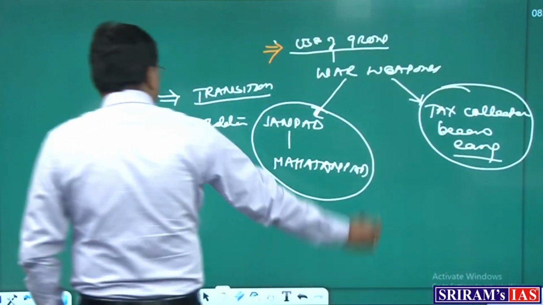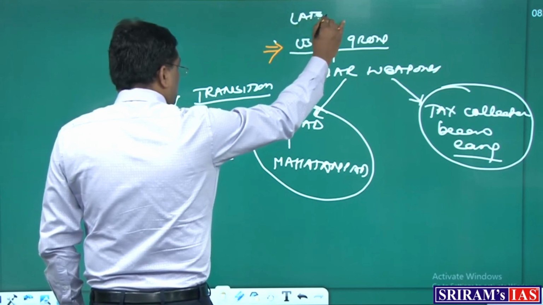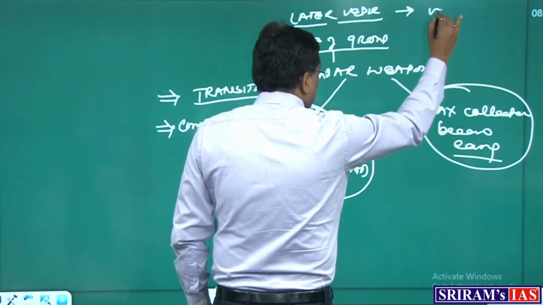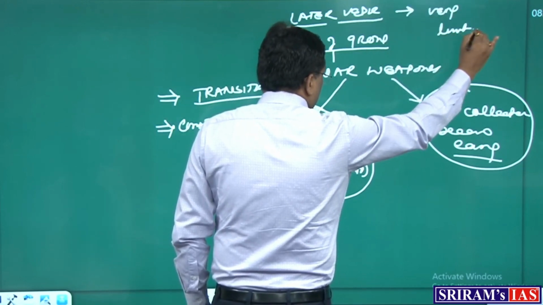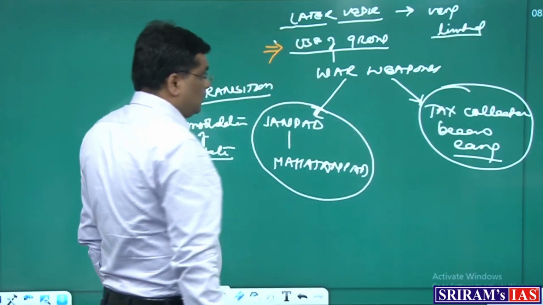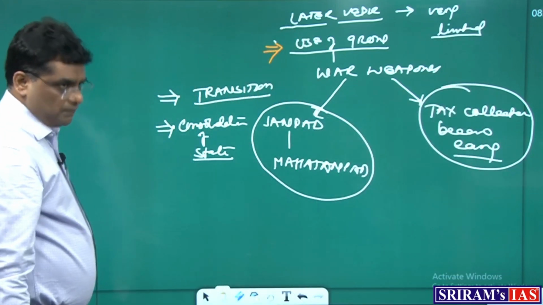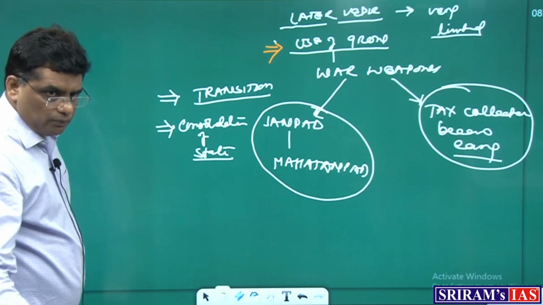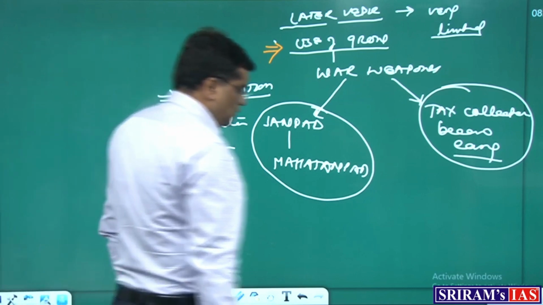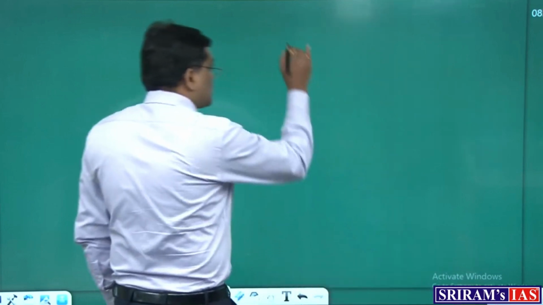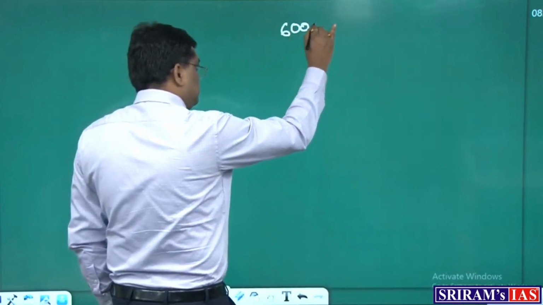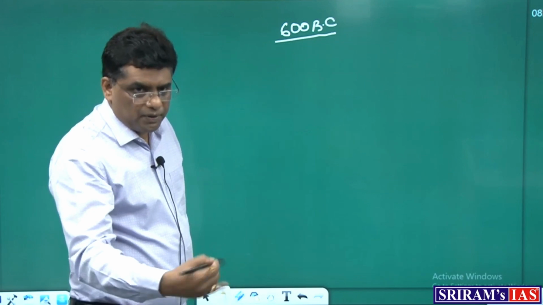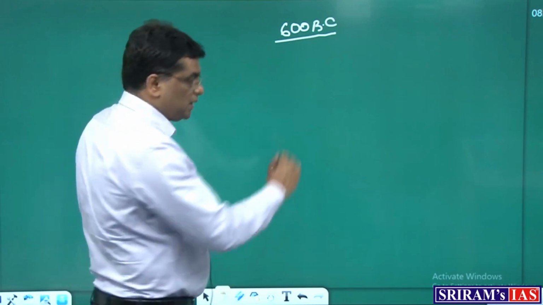After 1000 BC, in the later Vedic period, the use of iron was very limited. The use of iron was very limited, and it was only in war weapons: spears, swords, shields, these are the things you make. But around 600 BC, meaning the post-Vedic period.